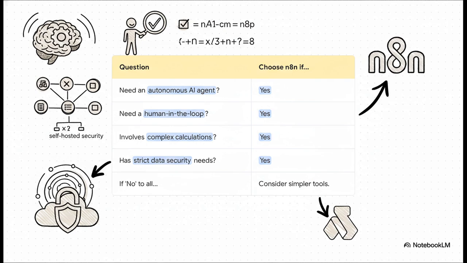All right, here's the cheat sheet. Just ask yourself these things. 1, do I need a real autonomous AI agent that can think for itself? 2, do I need a person, a human, to be able to step in and approve things? 3, is my workflow going to involve some complex math or data wrangling? And 4, do I have super strict data security needs that require me to host it on my own servers? If you answer yes to even one of those, n8n is your tool. If it's a no to all of them, then hey, a simpler tool might be all you need.